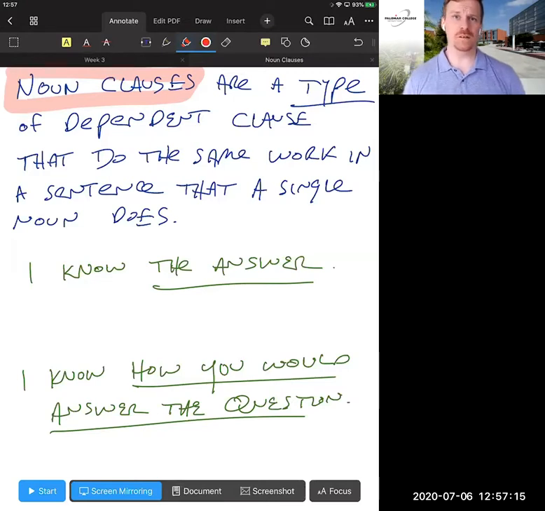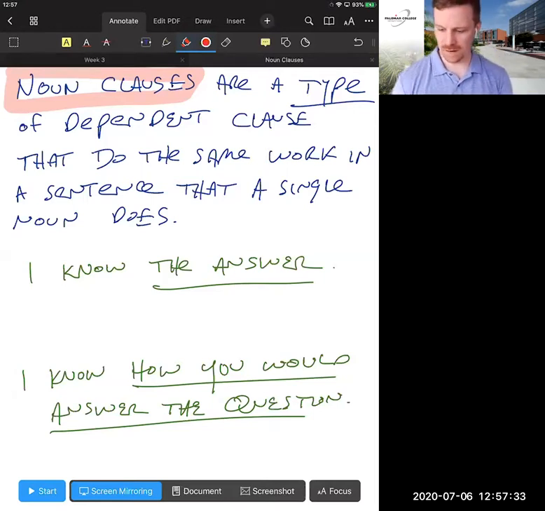It is not a subordinating clause in the sense of the subordinating conjunctions that we've looked at. Those end up being adverb clauses. Noun clauses are clauses that are a noun. So in the sentence, they do the same work that a noun does.